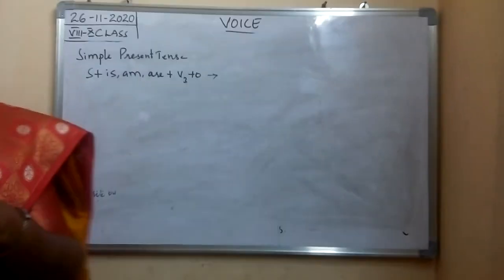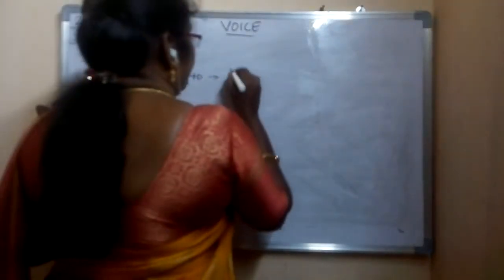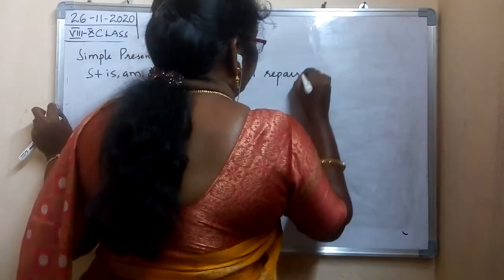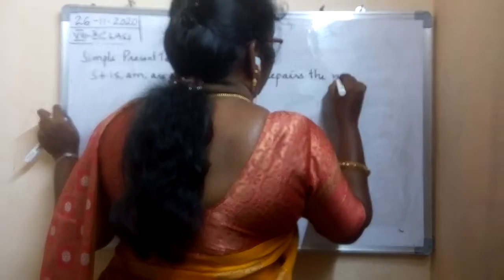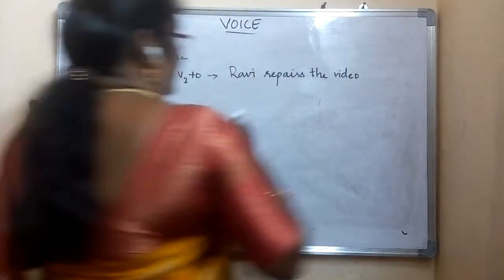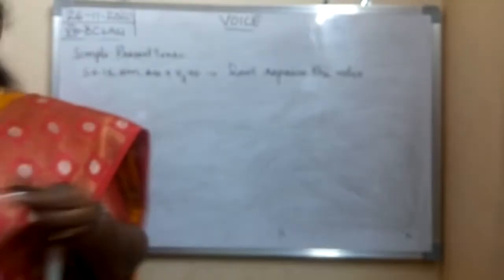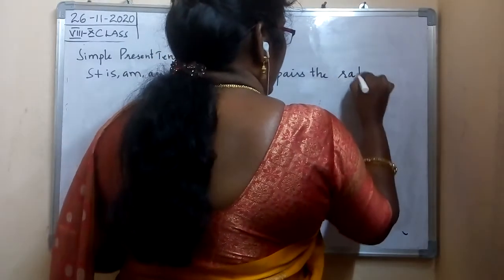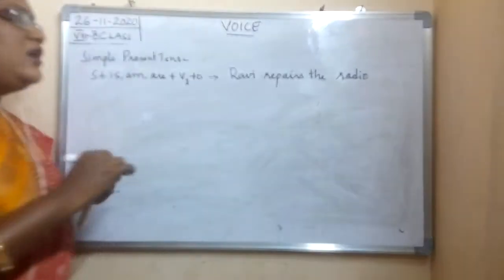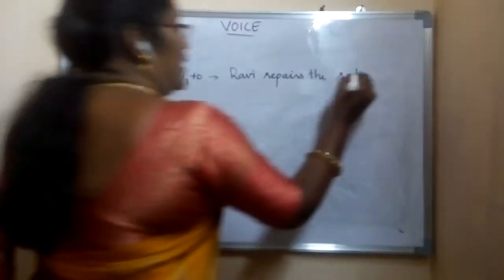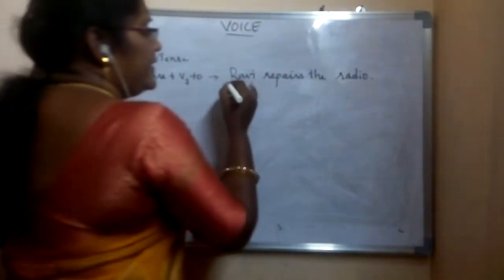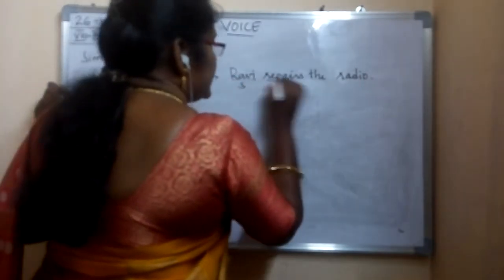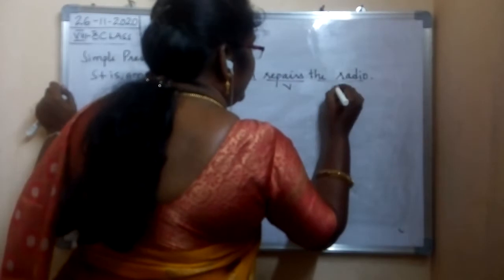You can make one sentence like Ravi repairs the video. One sentence I am giving. Ravi repairs the video. Otherwise you can write radio. Sorry, not video, it's a radio. Video game I thought, but you can write radio. Ravi repairs the radio. Now here Ravi is subject. First you have to underline like this. Ravi is subject, repairs is verb, the radio is object.